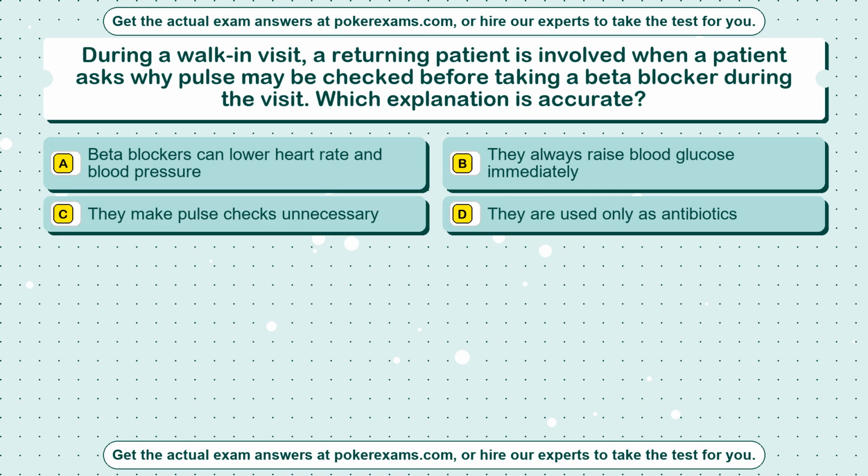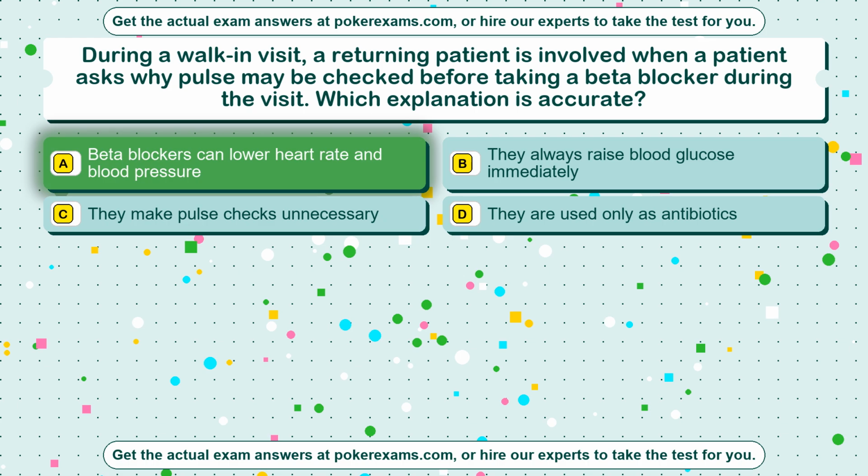Question 40. During a walk-in visit, a returning patient is involved when a patient asks why pulse may be checked before taking a beta blocker during the visit. Which explanation is accurate? Option A, beta blockers can lower heart rate and blood pressure. Option B, they always raise blood glucose immediately. Option C, they make pulse checks unnecessary. Option D, they are used only as antibiotics.